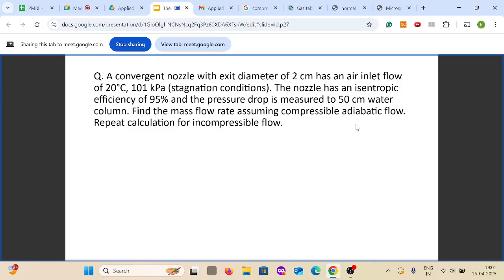So the next question is, we have a convergent nozzle. The exit diameter is given as 2 centimeter, and the inlet flow is at 20 degrees Celsius and 101 kilopascal with stagnation conditions. That is, a stagnation temperature of 20 degrees Celsius and stagnation pressure of 101 kilopascal. The nozzle has an isentropic efficiency of 95%, and the pressure drop is measured to be 50 centimeter of water column. So find the mass flow rate assuming compressible adiabatic flow, and repeat the calculation for incompressible flow.